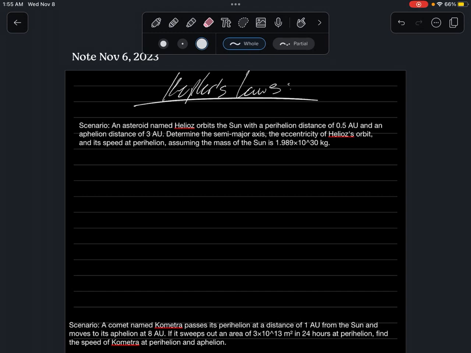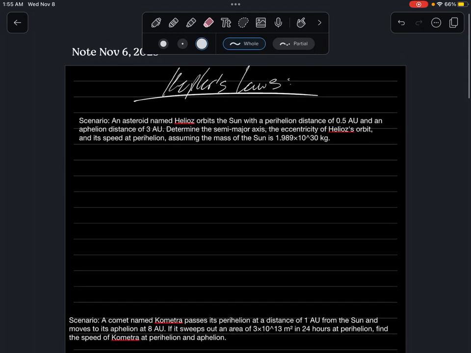Kepler's first law, the law of ellipses, tells us that planets orbit the Sun in an elliptical path, with the Sun at one focus, not the center. Let's take a look at a scenario. An asteroid named Helios orbits the Sun with a perihelion distance of 0.5 AU and an aphelion distance of 3 AU. Determine the semi-major axis, the eccentricity of Helios' orbit, and its speed at perihelion, assuming the mass of the Sun is 1.989 times 10 to the 30th kilograms.